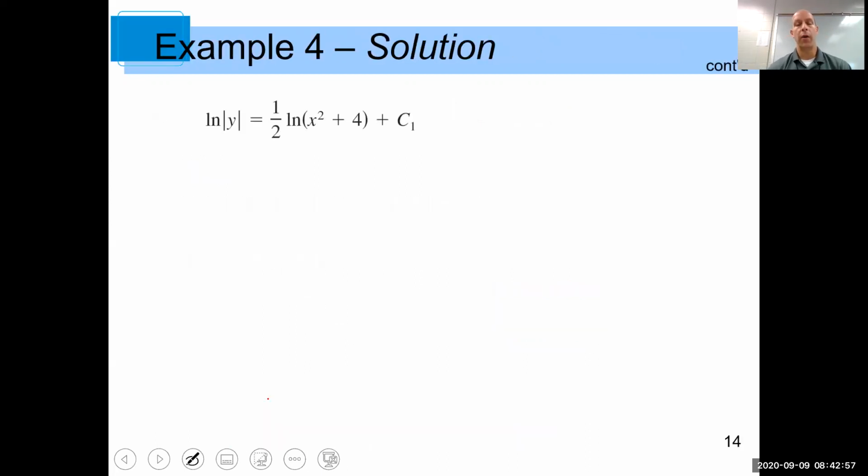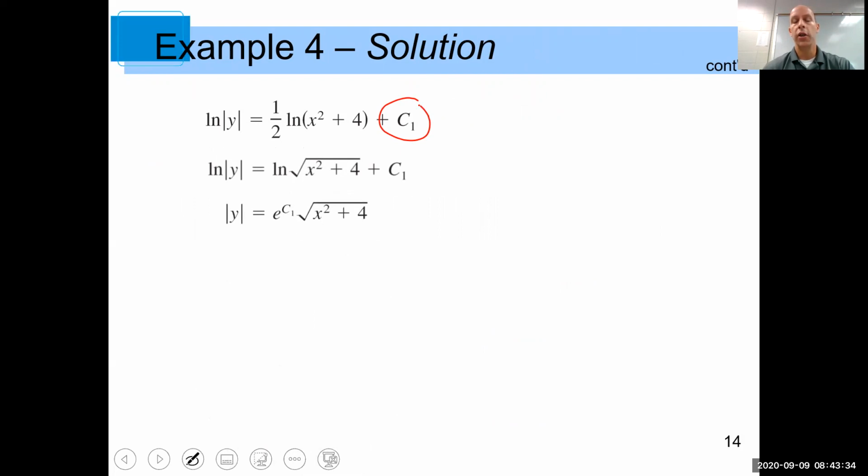Obviously if we integrate 1 over y, that's just going to be the natural log of the absolute value of y. Then on the right-hand side, I would have definitely used a u-substitution to get 1/2 the natural log of x squared plus 4 plus c1. Now notice I didn't put the plus c on the left. I'm just going to go ahead and write it over here on the right. Now this is a natural log multiplied by 1/2. What that means is I can change that 1/2 into the square root. Notice that that doesn't include the constant c sub 1.